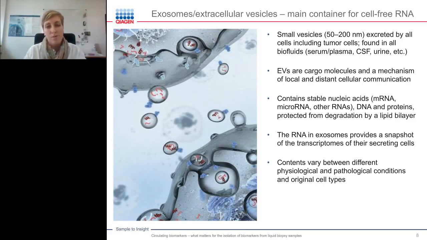The interesting point about exosomes and why people study RNA from exosomes is that the RNA contained within exosomes provides a complete snapshot of the transcriptome of the secreting cell. So again, it's a minimally invasive way to look at the expression changes that are happening in a specific cell type that you're interested in. The contents, however, really vary also depending on the physiological or pathological conditions. So similar to other features, if you compare the exosomes from one human to another, they will be very different depending on these conditions.